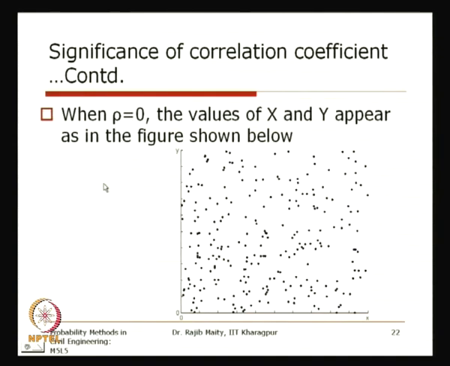Now, in between, if we see this kind of relationship, where this is the variable x and this is the variable y, where we have not seen any kind of trend, then the correlation coefficient can be very close to 0 or exactly equal to 0.